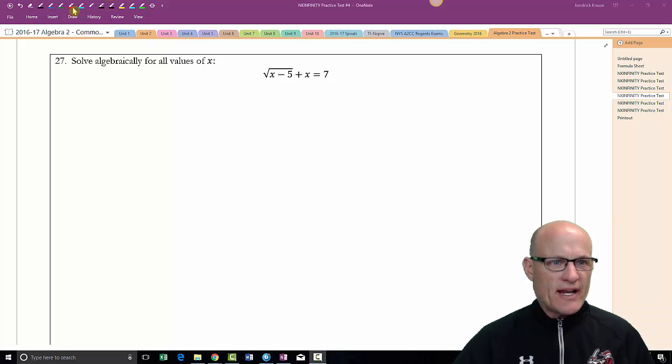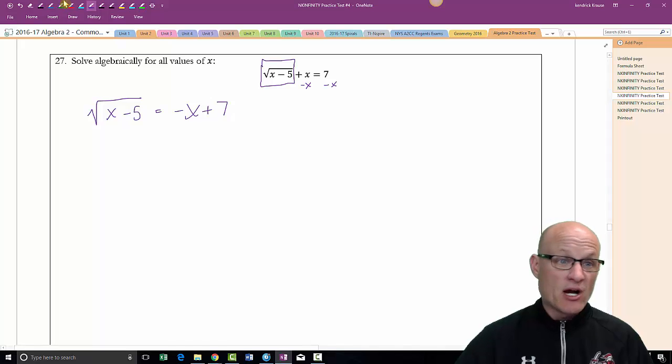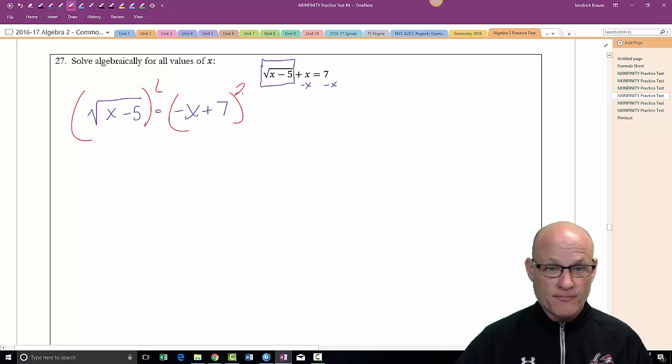Alrighty, here we go. Solving an algebraic equation. So we want to get the weird thing alone. This is our weird thing. It's our odd thing. So we're going to bring this x over and subtract this x over. Now, I am not a fan of putting x second, so I will put it as negative x plus 7. Now we're going to square both sides in order to get rid of that radical.